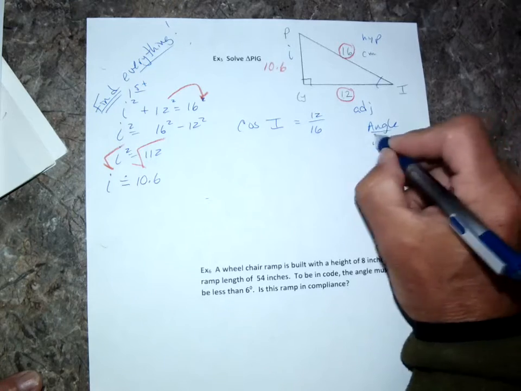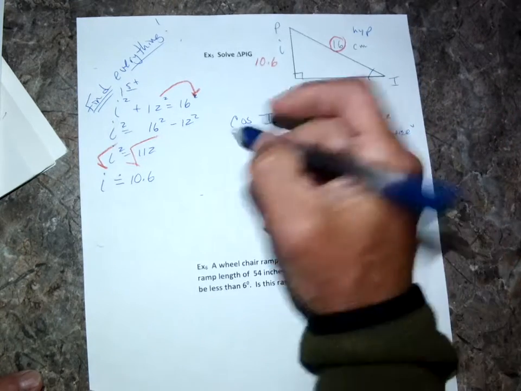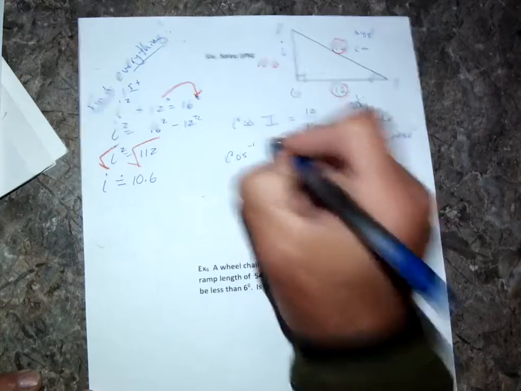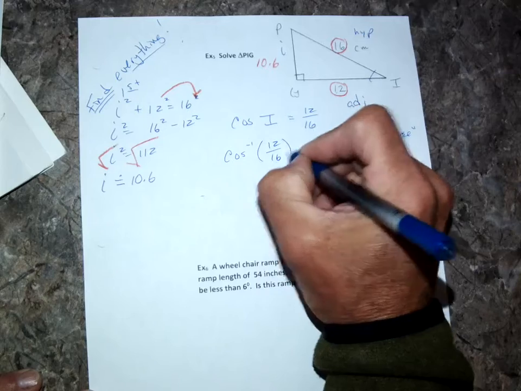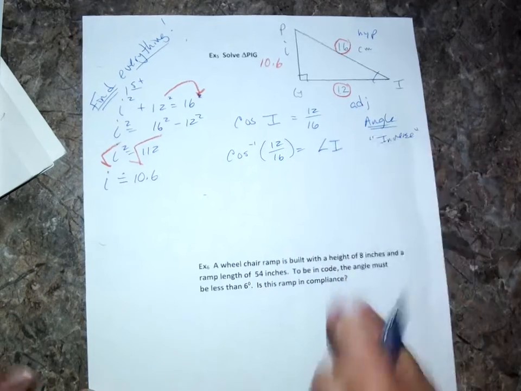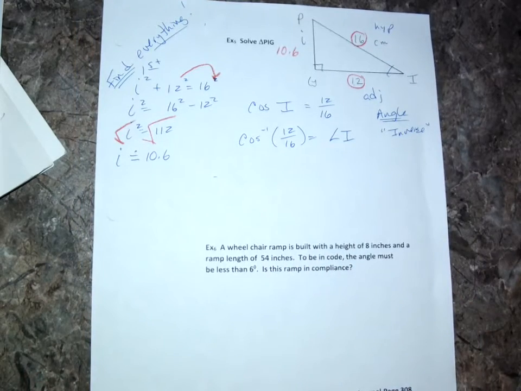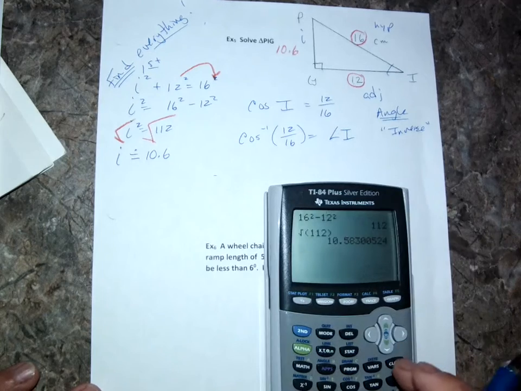Okay, I'm looking for an angle. I have to use my inverse, so I'm going to rewrite this as cosine inverse of 12 over 16, and that will give me angle I. That's how you do it. So let the calculator do the work, or your phone. It's kind of a pain on your phone.